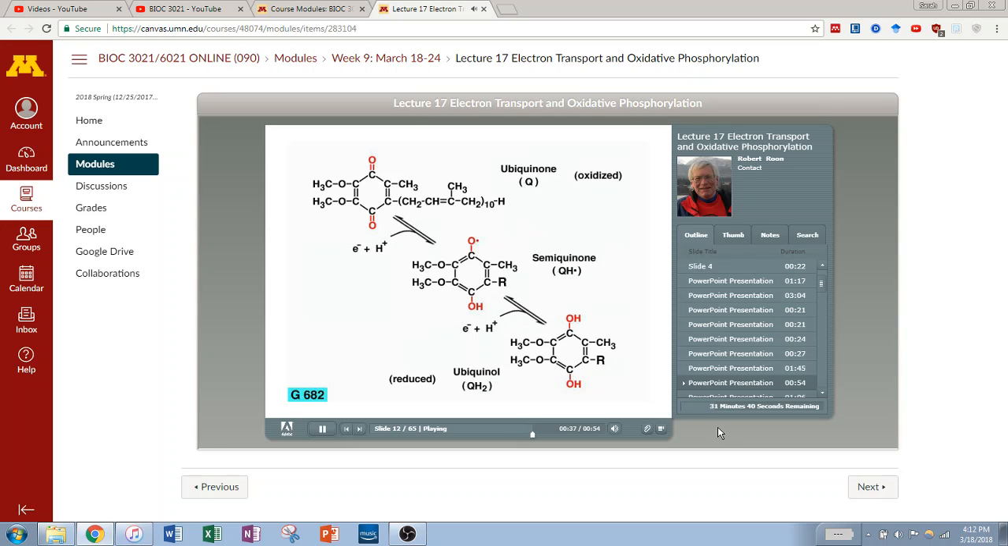The coenzyme Q molecule carries electrons within the inner mitochondrial membrane between complex 1 and complex 3. It also functions to carry electrons between complex 2 and complex 3, and also within the cytochrome C reductase complex.